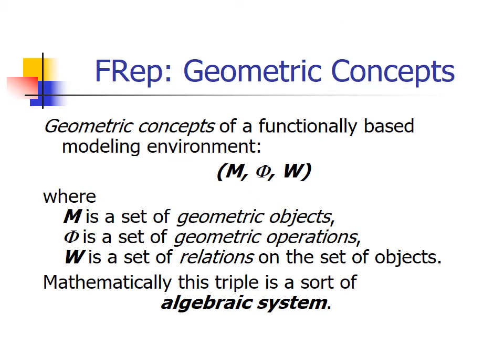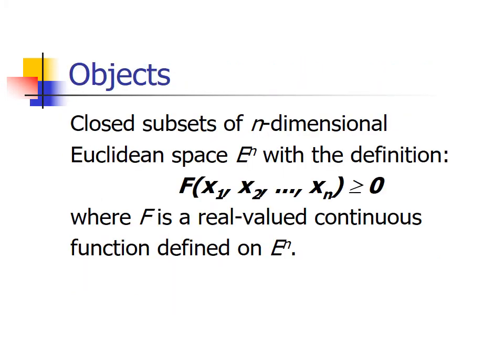Geometric concepts of a functionally based modeling environment are represented by the following tuple, where M is a set of geometric objects, F is a set of geometric operations, W is a set of relations on the set of objects. Mathematically, this triple is a sort of algebraic system. In the next few slides, let's consider the objects in function representation and their properties.